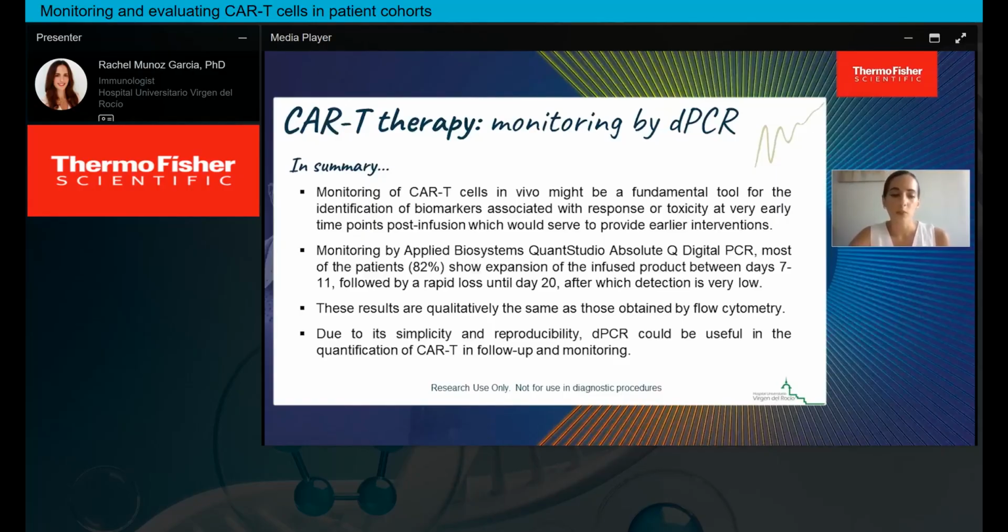In summary, first, monitoring of CAR-T cells in vivo might be a fundamental tool for the identification of biomarkers associated with response or toxicity at very early time points post-infusion, which will serve to provide earlier interventions. Second, monitoring by Applied Biosystems QuantStudio Absolute Q Digital PCR, most of the patients show expansion of the infused product between days 10 and 11, followed by a rapid loss until day 20, after which detection is very low. These results are qualitatively the same as those obtained by flow cytometry. And finally, due to its simplicity and reproducibility, digital PCR could be useful in the quantification of CAR-T in follow-up and monitoring.